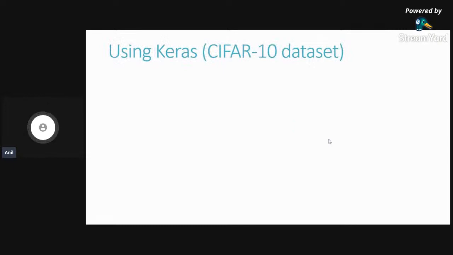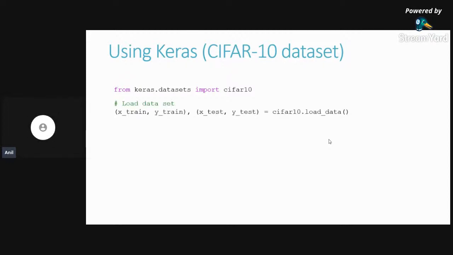So we'll be using Keras. Let's first see how to load an existing data set in Keras. To do that, we will be using the package keras.datasets, and then we will be importing the CIFAR-10 dataset. The CIFAR-10 dataset is the dataset that I showed you in the previous slide. Loading the data set in Keras is very simple. We just have to use cifar10.load_data. It will simply return the split of the training and the testing, so it will return X train, Y train, X test, and Y test.